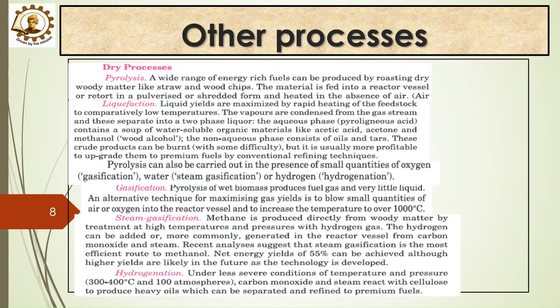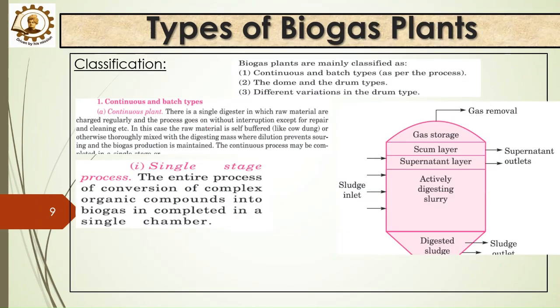Now coming to other processes, as we have already discussed, there are dry processes like pyrolysis, liquefaction, gasification, steam gasification, and hydrogenation. All these processes yield certain byproducts, and the combination of these byproducts basically produces a biofuel. Now, coming to how we produce the biogas. For that, we need plants which are known as biogas plants. These biogas plants are typically divided into three main classifications: the continuous type and the batch type, the dome type, and the drum type, with different variations in the drum type.